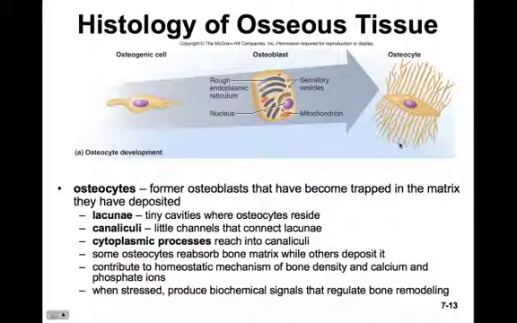Sometimes we'll see the osteocytes reabsorbing a little bit of bone matrix, and sometimes we'll see them depositing it. They contribute to the homeostatic mechanism of bone density and calcium and phosphate ions. We'll look into this in more detail later. When osteocytes are stressed, they'll produce biochemical signals that regulate bone remodeling. Remodeling is similar to what you would do in a house, taking out old stuff and putting down new stuff.